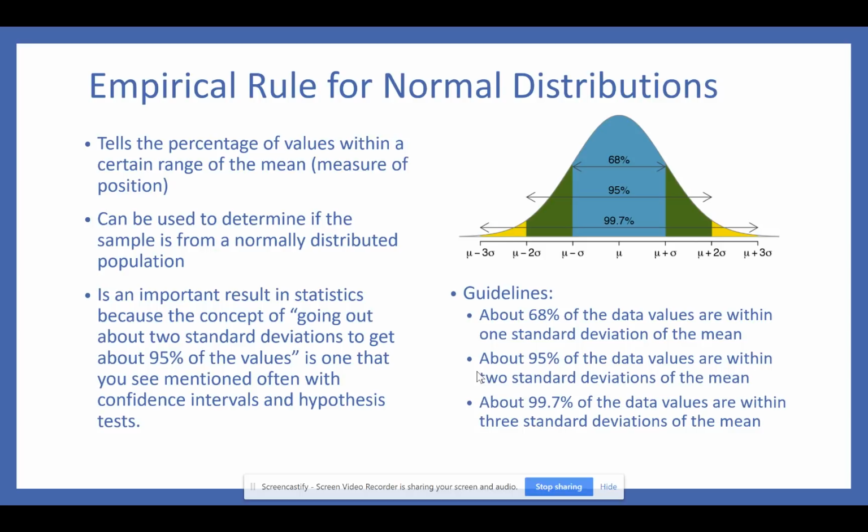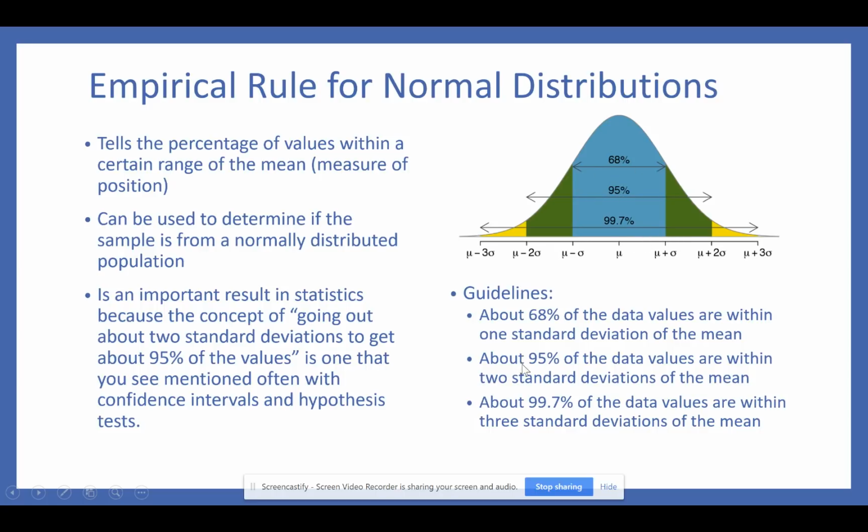The guidelines for the empirical rule are this: approximately 68% of the data values are within 1 standard deviation of the mean. So the mean is in the middle, and if I go 1 standard deviation below and 1 standard deviation above, which is this turquoise colored region here, that's about 68%. Remember, because this is symmetric, half of the 68 is to the left and half to the right. So it's 34% if I go 1 below and 34% if I go 1 above, for a total of 68.